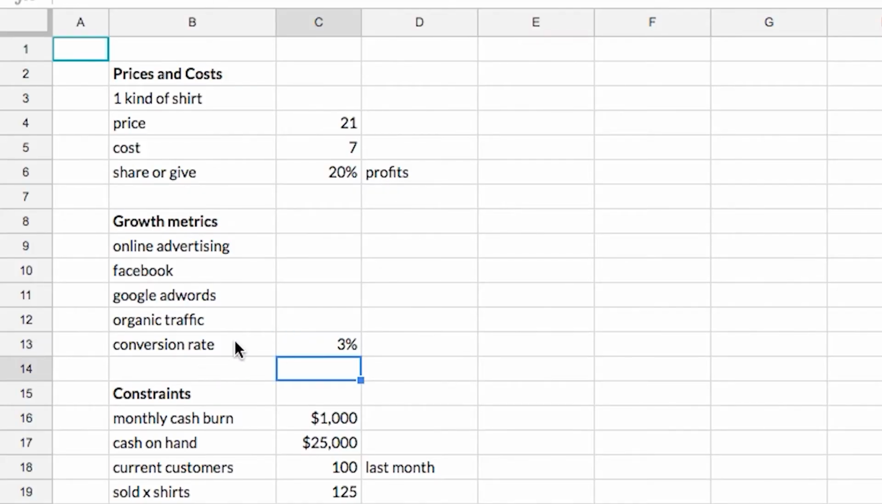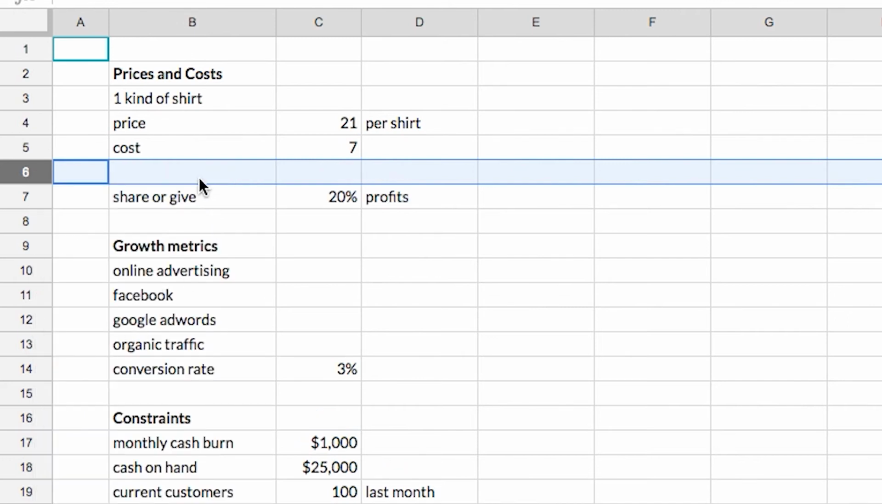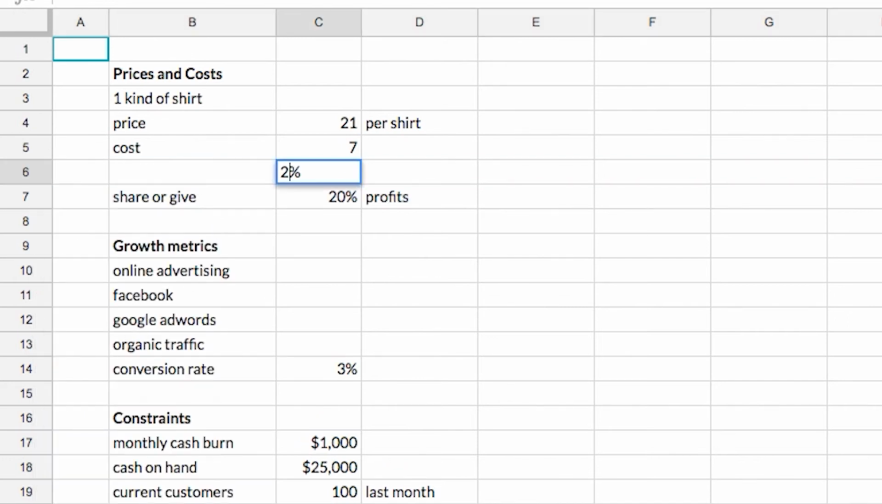We also know that the price per shirt is $21, but we also know that when people order, they order 2 shirts per order. And so we're just going to add in a new line here. An assumption, say, shirts purchased per order, right?